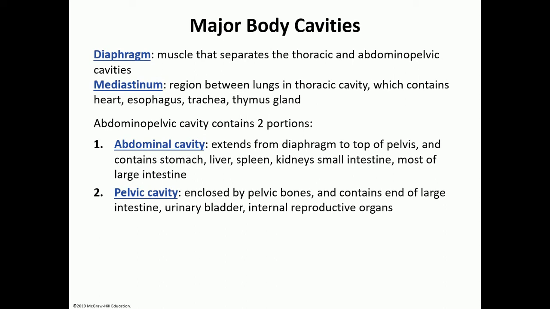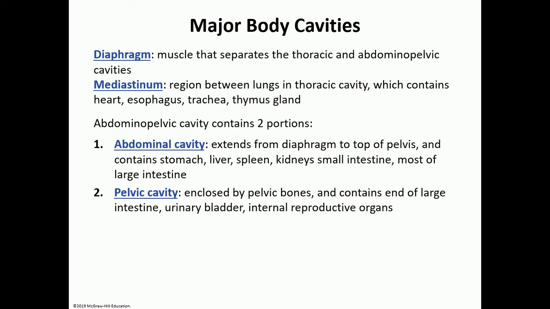Okay, in the abdominal cavity, you want to know some of the important organs in there, like the stomach, liver, spleen. Spleen is also part of the lymphatic system or the immune system. Then kidneys, small intestine, and the majority of the large intestine. Now, the pelvic cavity, again, is inferior or below the abdominal cavity. It is found deep within the pelvic bones, and it has a part of the large intestine. You'll find the urinary bladder in there and the internal reproductive organs.